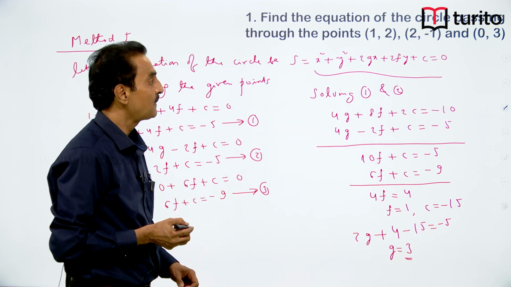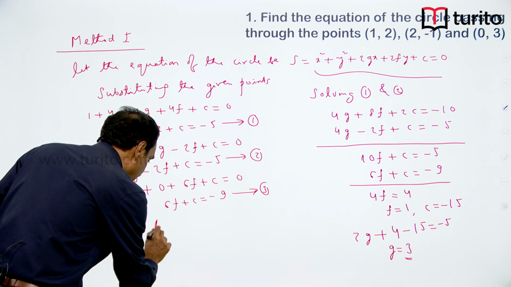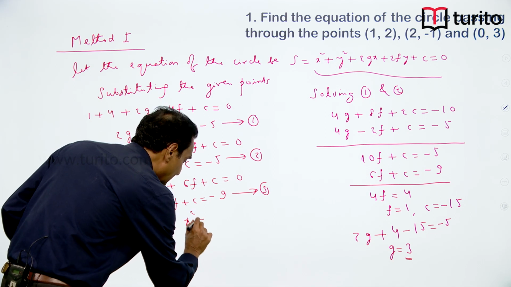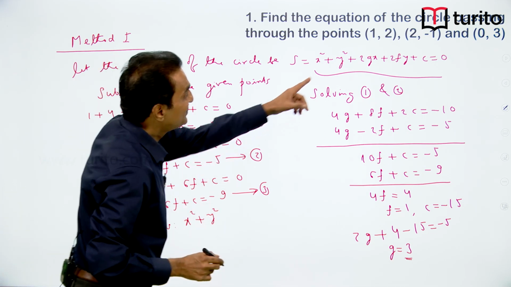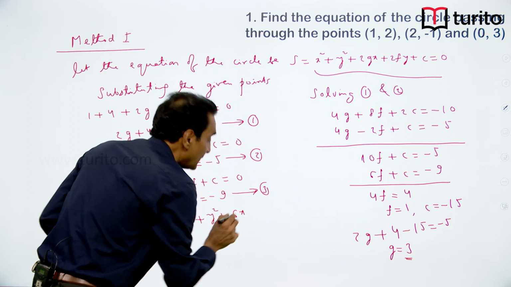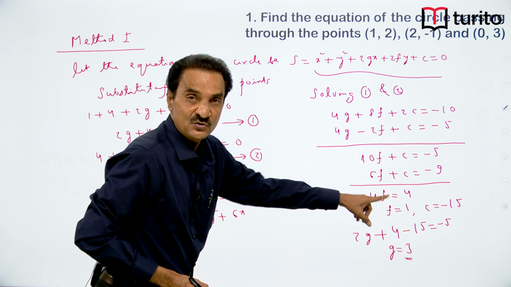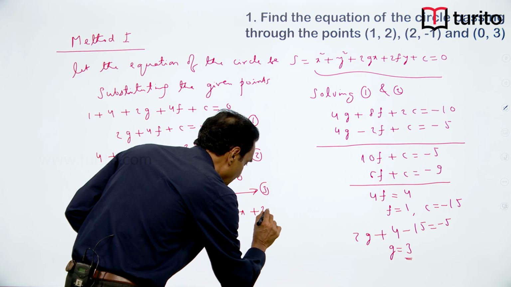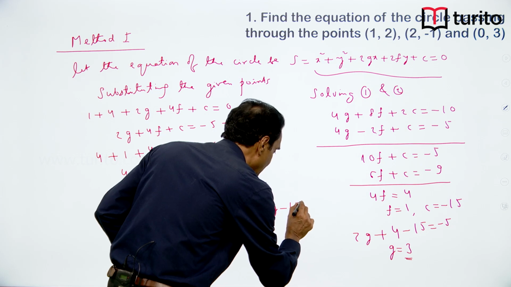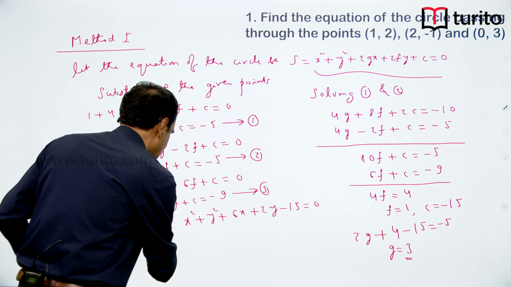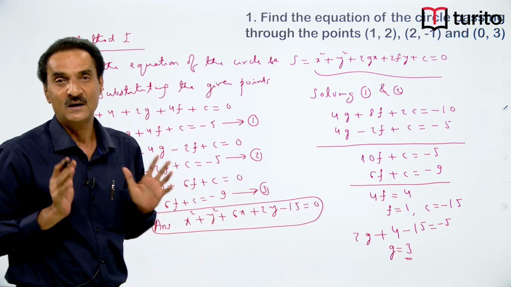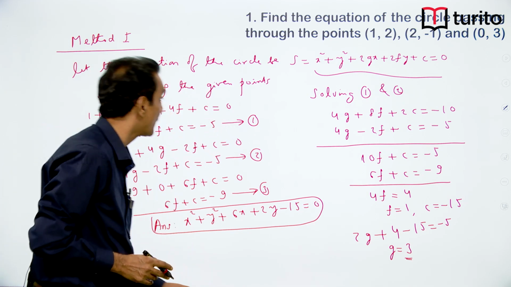So what is our answer? The equation of the circle is x square plus y square plus 2gx, that is 6x, plus 2fy, f is 1, so 2fy will be 2y, plus c, c is minus 15. So this is the answer to the question. This is method 1. Now let us see what is the method 2.